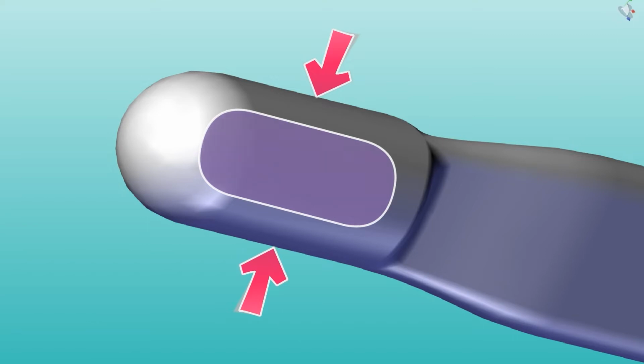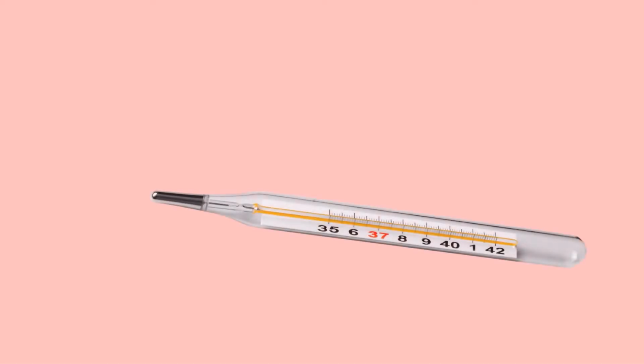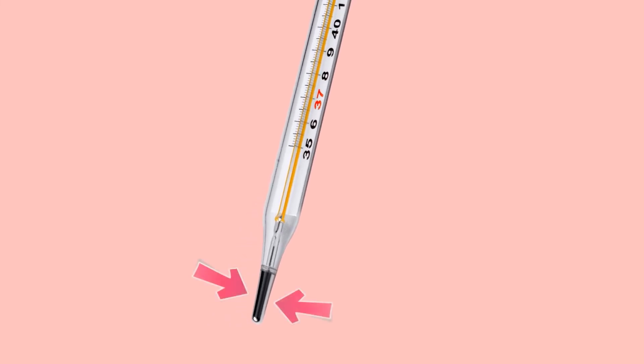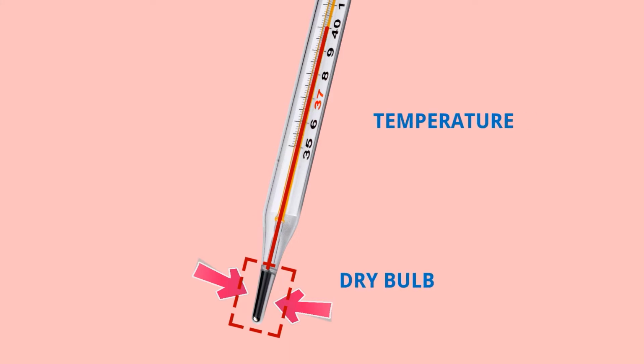If we keep this bulb or the mercury in normal atmospheric air, it will take the heat from the air and the mercury will expand. Look at this picture. This is a commonly used thermometer, and here the bulb is taking heat and the mercury is expanding. This bulb is kept in the atmosphere at dry conditions. So this bulb is called the dry bulb, and the temperature we measure with the help of this dry bulb is called dry bulb temperature.